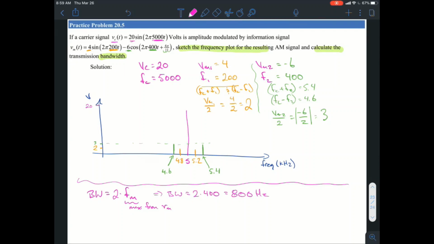Or we can go back to our straightforward, hard-to-make-mistakes method, which is Fmax minus Fmin, which equals 5.4 kilohertz minus 4.6 kilohertz. Do some math, and you end up with 0.8 kilohertz, which equals 800 hertz.